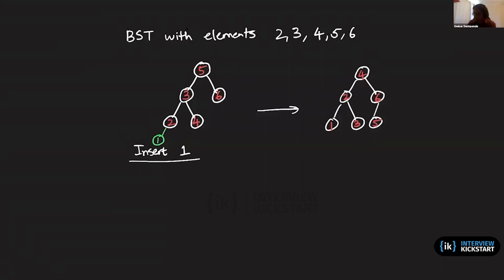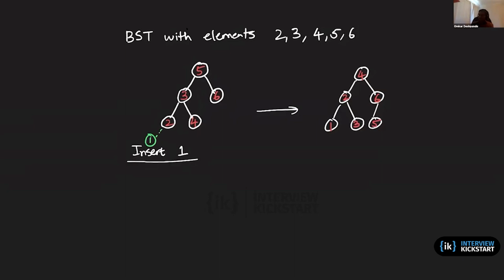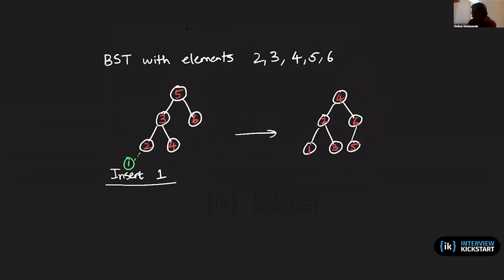So let me remove this and make it dotted so that it's clear that it is still a modification that we are doing. Okay, so the total number of modifications that will be involved in inserting and then preserving that complete binary tree structure, in the worst case, you can say order n.